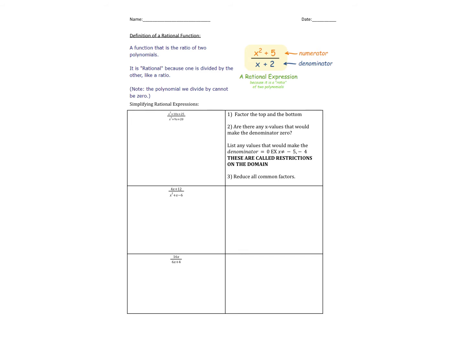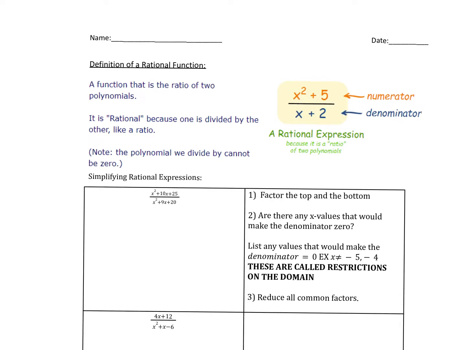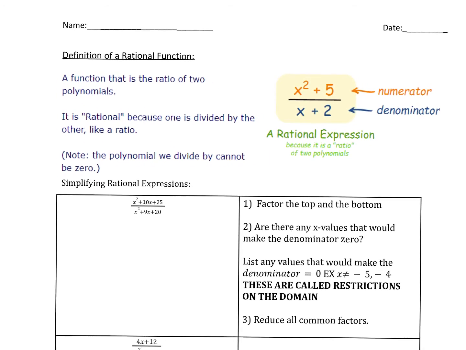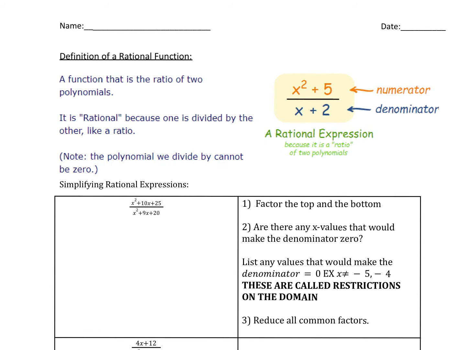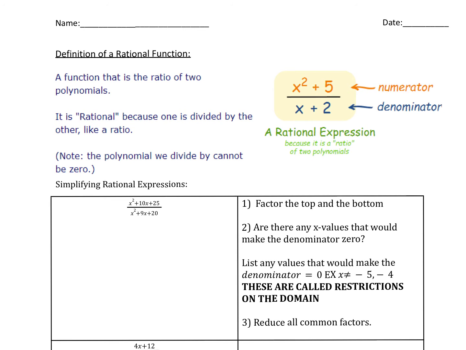All right, so here is where we are going to go over a rational function. This is the important part. The definition of a rational function is a function that is a ratio, and I know that ratio just means division. If you want me to write it out, I'll actually write it out. A ratio just means a division of 2 polynomials.